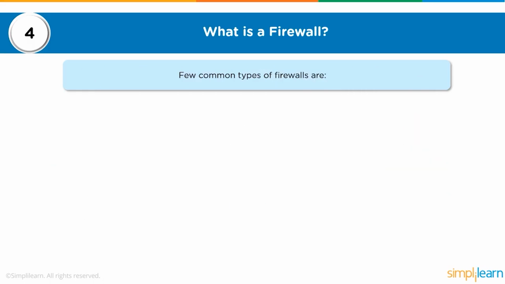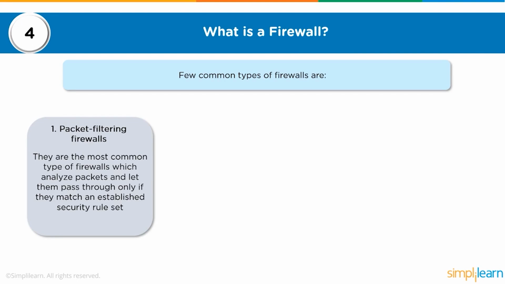Now, there are a few common types of firewalls that also need to be included in the answer to this question. And the first one is a packet filtering firewall. These are the most common types that you will come across, which analyze packets and let them pass through only if they match an established security rule set.